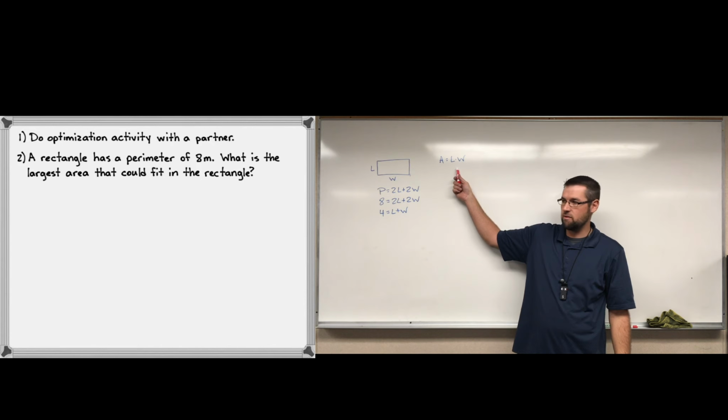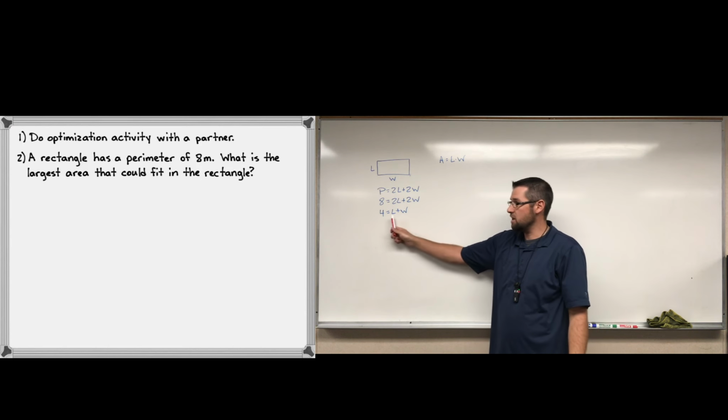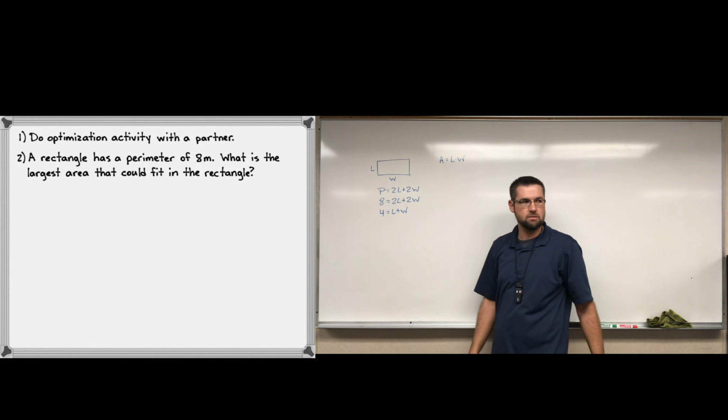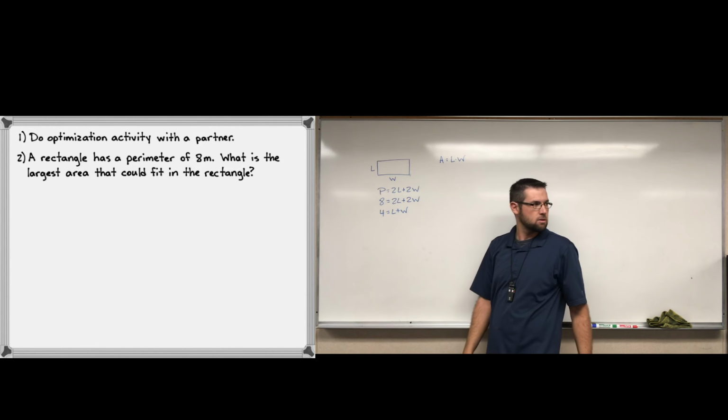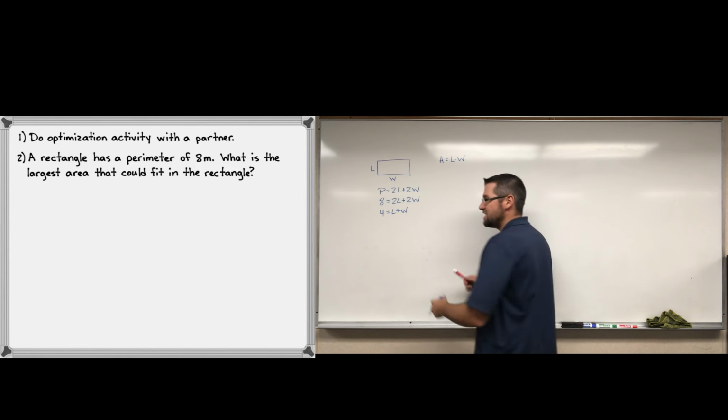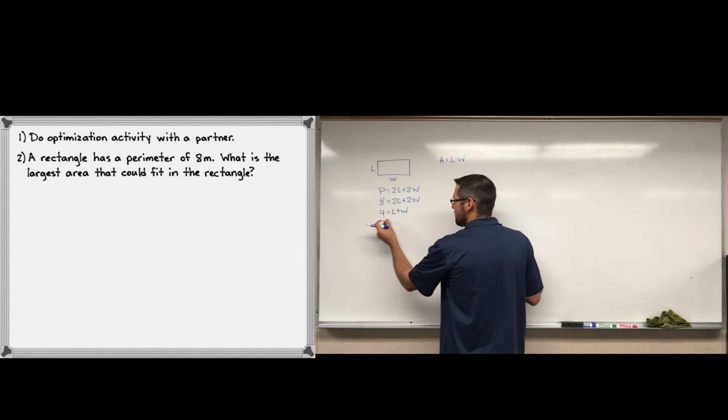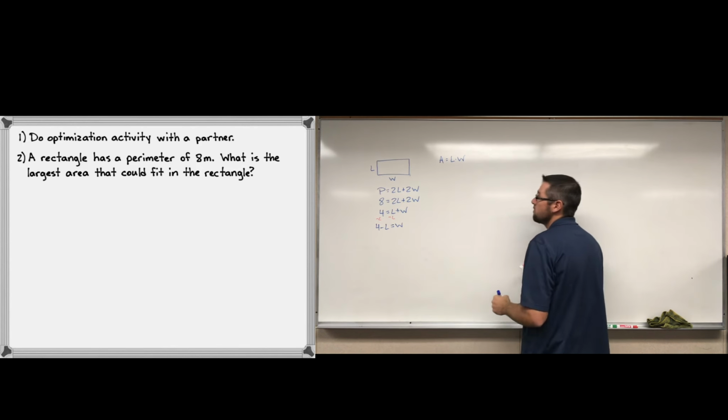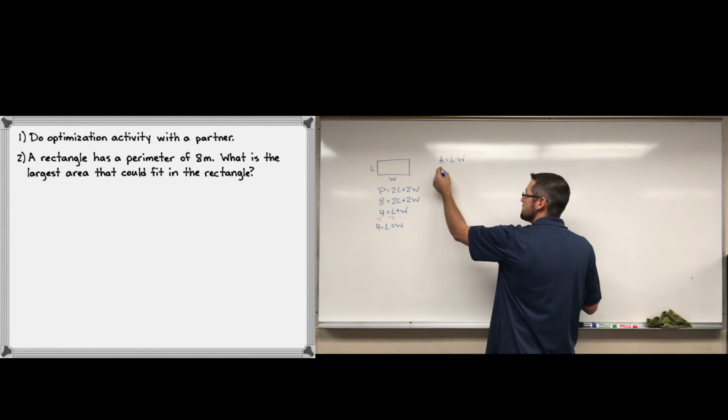Can't take the derivative with two variables. So I've got to get rid of one of them. Which one do you want to get rid of? W. No, L. It doesn't matter, right? Let's get rid of W just for the heck of it. So we're going to get 4 minus L equals W, right? So what is this equation going to say then?